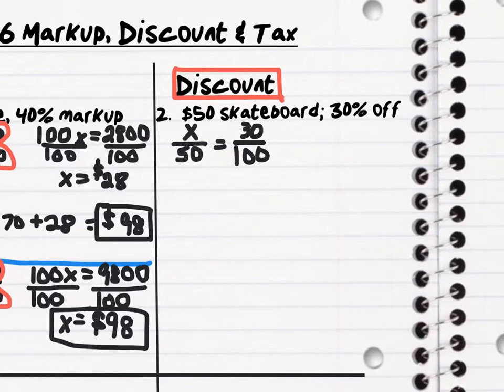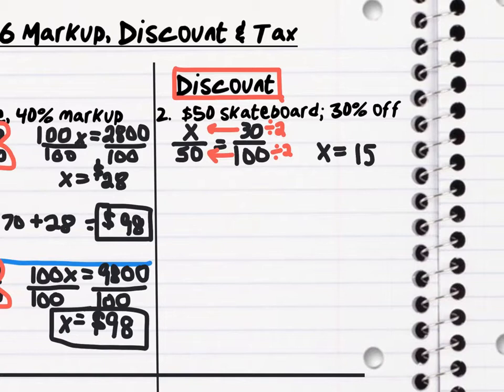So here we can actually work across on this one. You can do the cross products like we always do, or if you see a pattern here, like I can divide by 2. 100 divided by 2 is 50. So 30 divided by 2, that's going to be what x is. So in this case, x equals 15. Now, if you don't like this method and you want to do the butterfly, please do the butterfly.